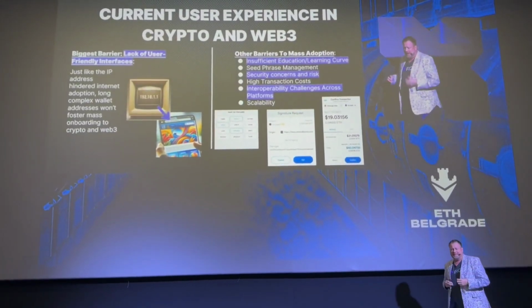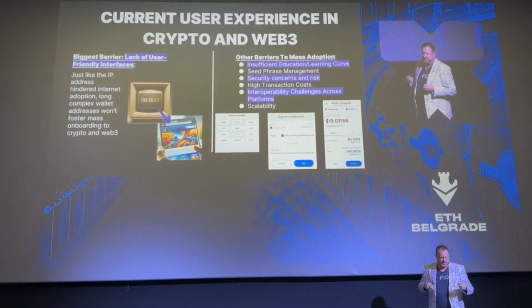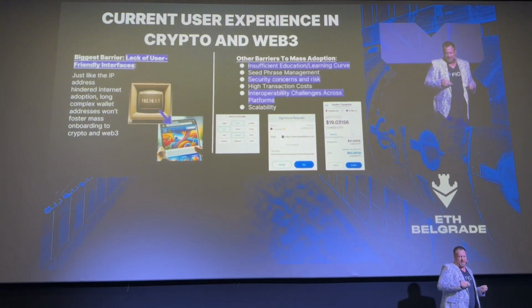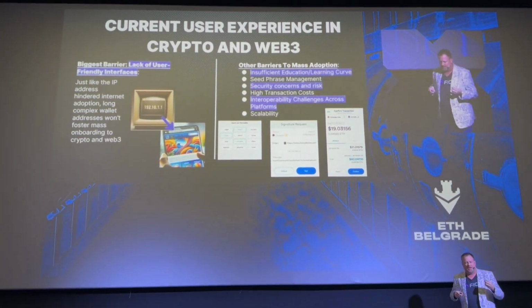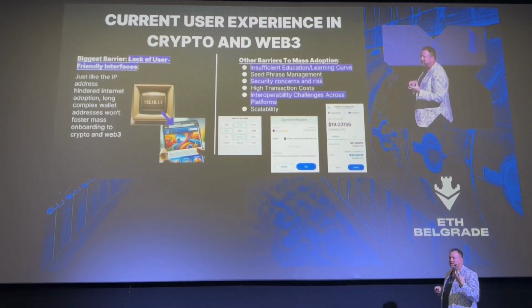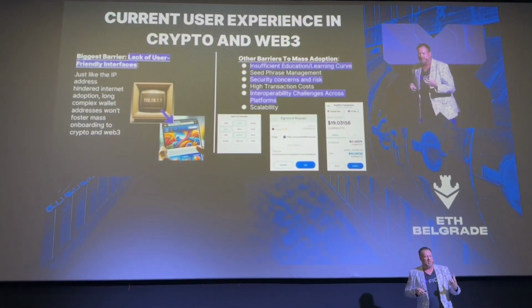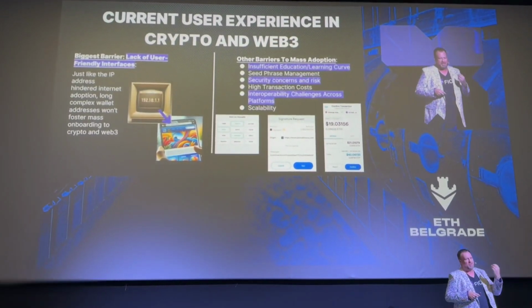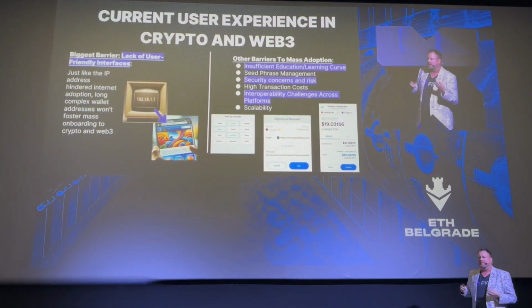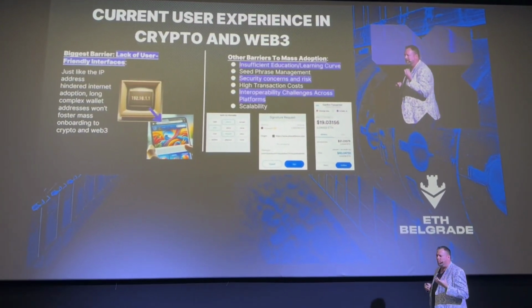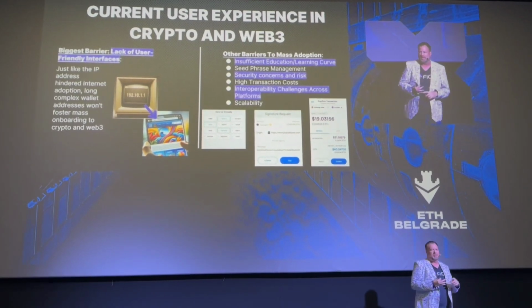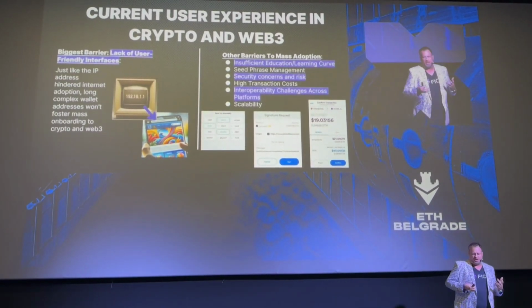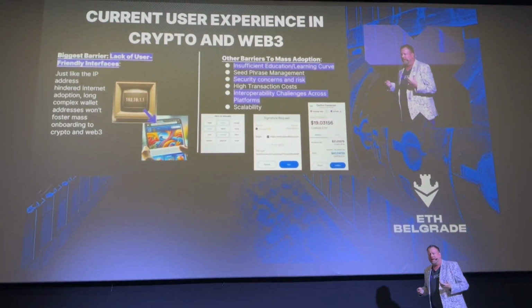So the biggest barrier, as I said, is lack of user-friendly interfaces. Just like the IP address hindered internet adoption, long, complex wallet addresses won't foster mass onboarding to crypto and Web3. And it's not just about those wallet addresses. As you see with logins, if you've seen anybody that's gotten onto, say, Nostr or platforms like that, that long, complex public wallet address is also your username. So we need to hide that. We need to show simple user interfaces. Other barriers to mass adoption.